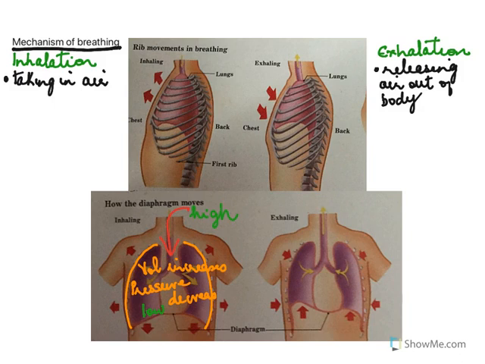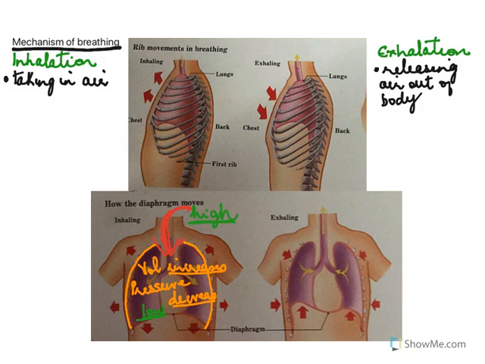I'll repeat again. In inhalation, the volume of the chest cavity increases. Because the volume increases, the pressure decreases, which means the pressure becomes low. Now the pressure outside the body is much higher, and air travels from high pressure to low pressure. So the air begins to rush into the cavity.